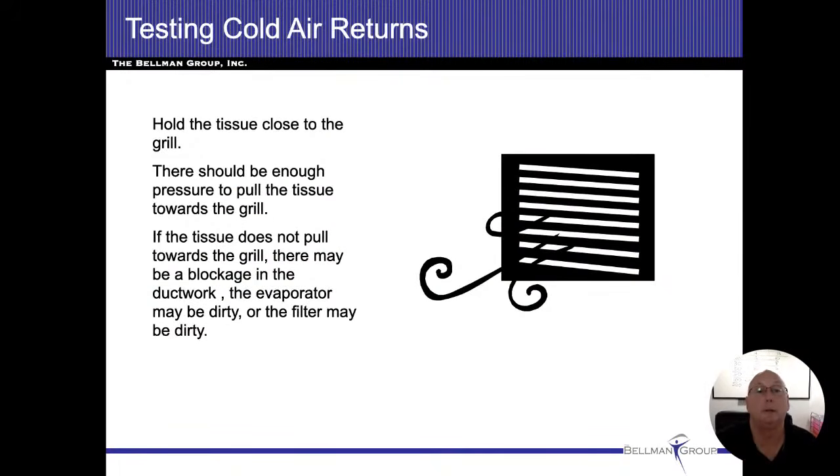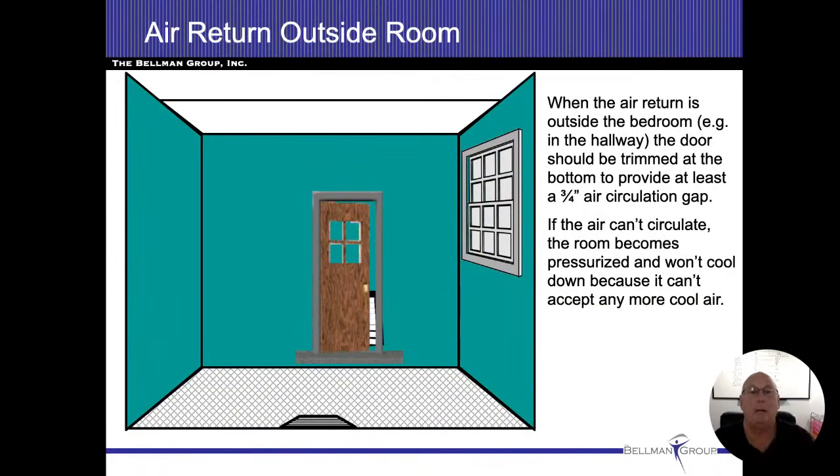Testing cold air returns. There should be enough pressure to pull the tissue towards the grill, so we should have a decent airflow. Simple toilet paper or a napkin or a tissue paper or a Kleenex. Just put that on the interior of the return grill, and we should have enough airflow. Sometimes you'll see a central return. When that happens, air is going to be flowing through the doors, so we kind of have to check that with the doors shut as well.